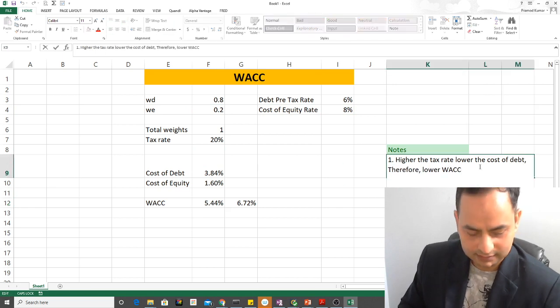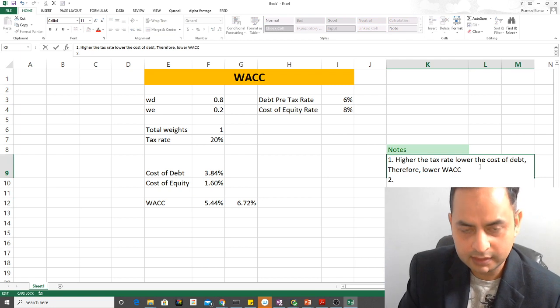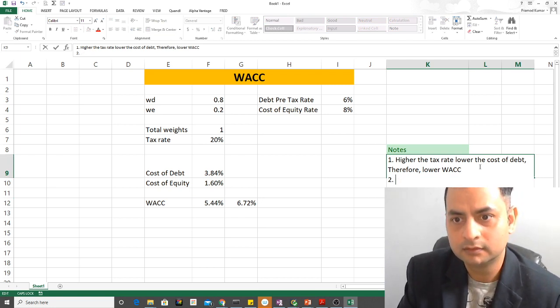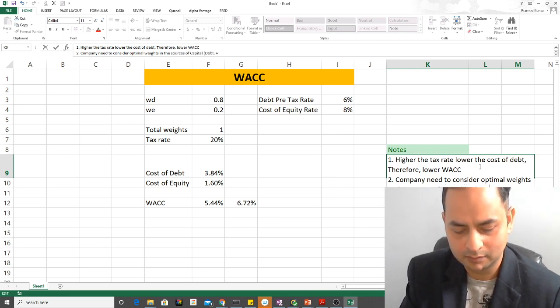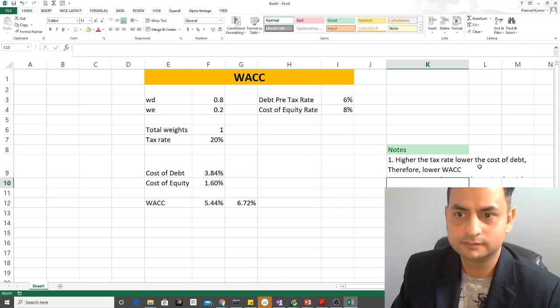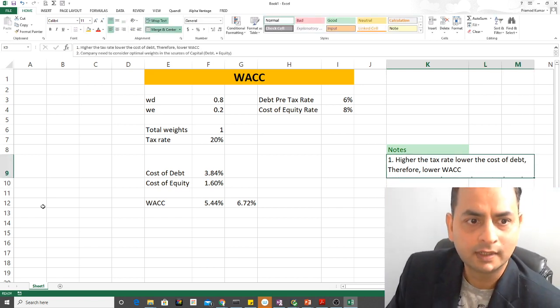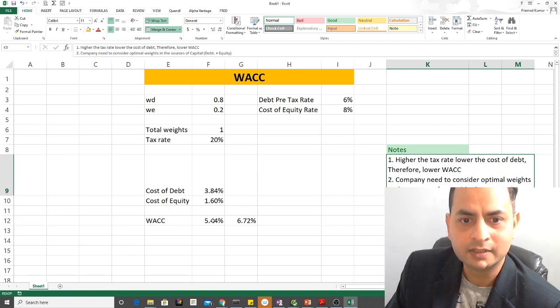The second point is that the company needs to consider optimal cost and optimal weight in their sources of capital, which is nothing but debt plus equity. Okay, so this is pretty much it here.